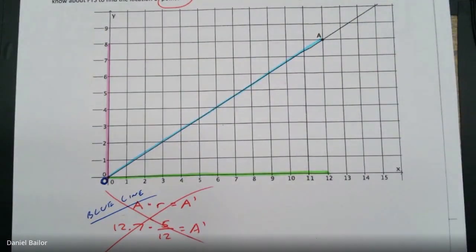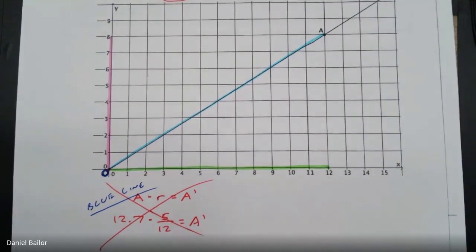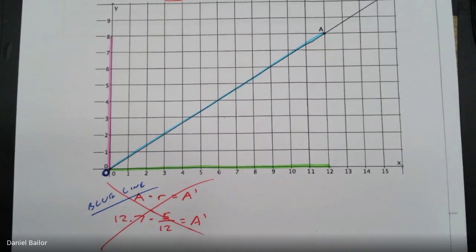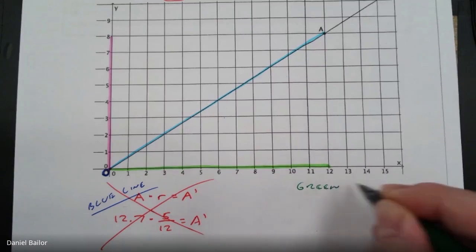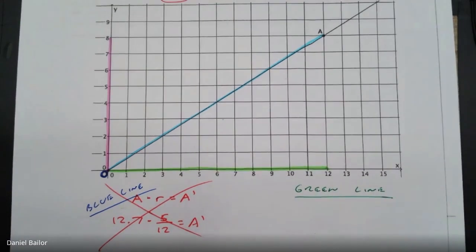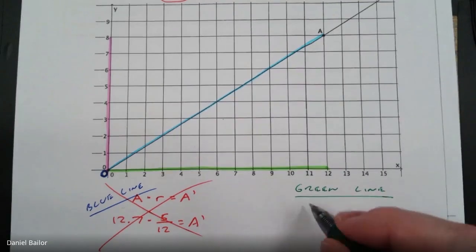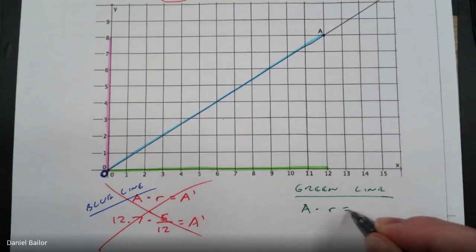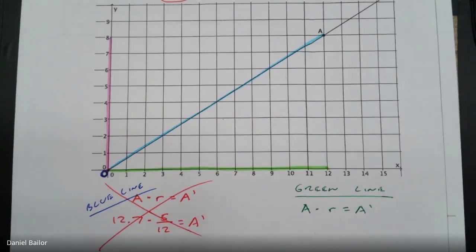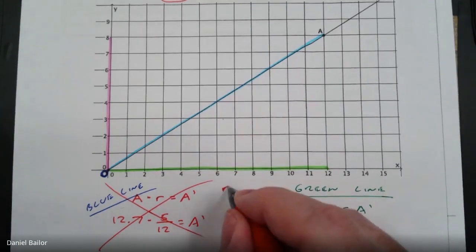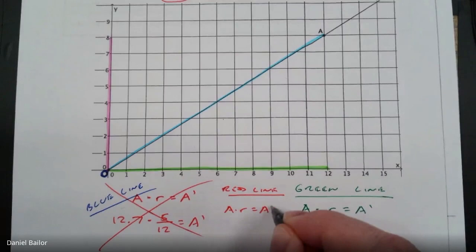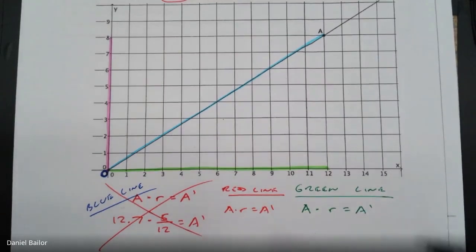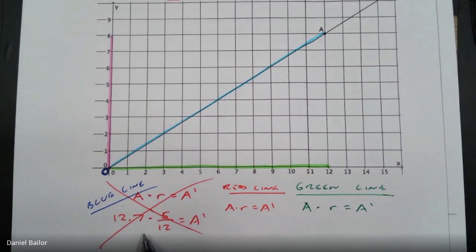Now, here's where you need to kind of make a little decision about which one's easier. Because if you measure the green line, remember, we're using Rule 5. You can choose to either use the green line and say A times R equals A prime, or you can choose the red line and say A times R equals A prime. We do not want to use the blue line. The blue line math was super complicated. So let's decide what's easy. The blue line math, not fun.